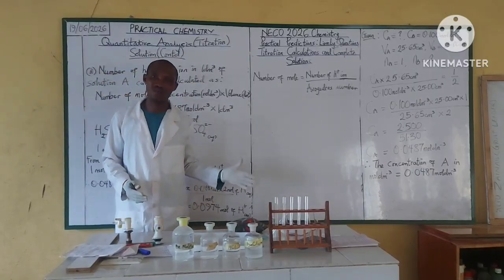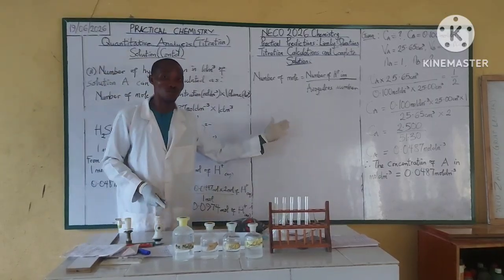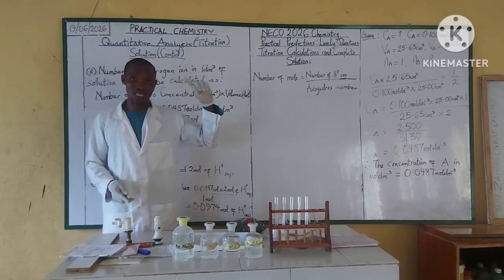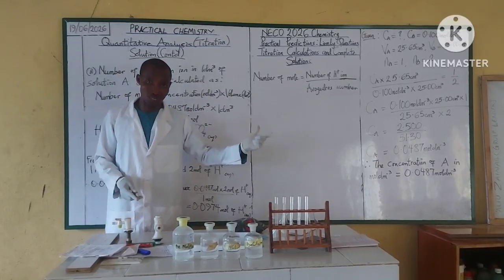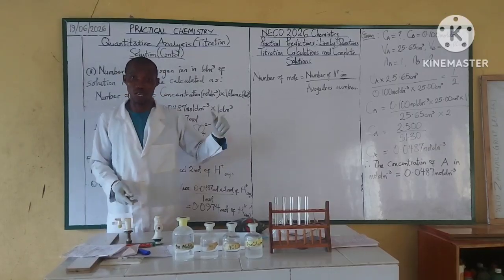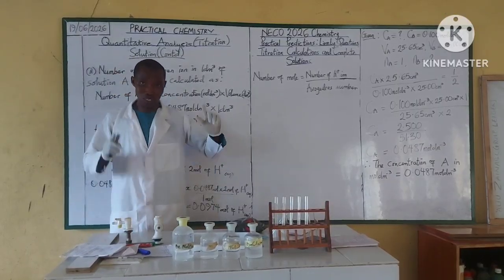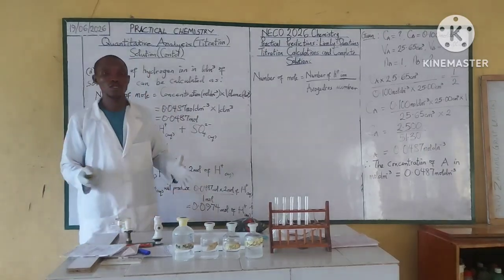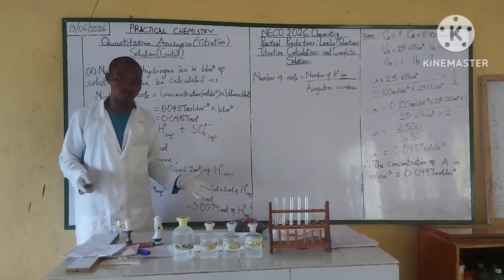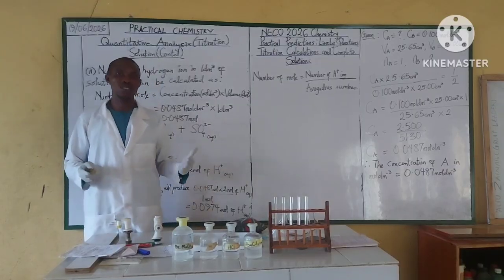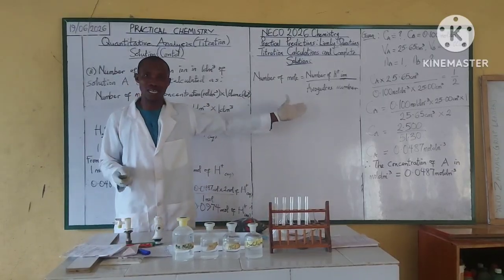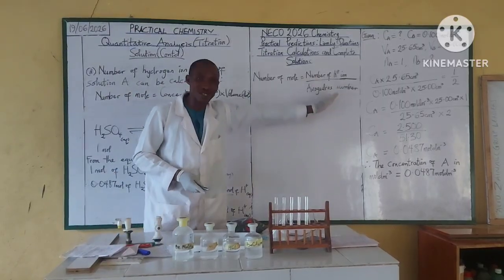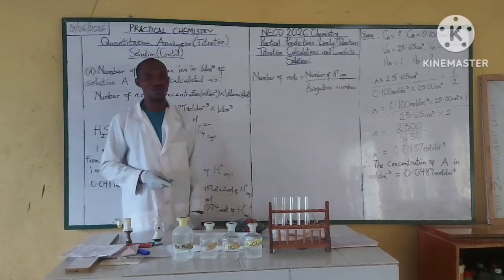And another way of calculating number of mole is number of mole equals number of particles. That's from SS1 days. You should have been told this. With that, particles, you can bracket it. It can be number of molecules, number of atoms, or number of ions over Avogadro's number. In this case, since we are determining the number of ions, it's going to be number of mole equals number of hydrogen ion over Avogadro's number.